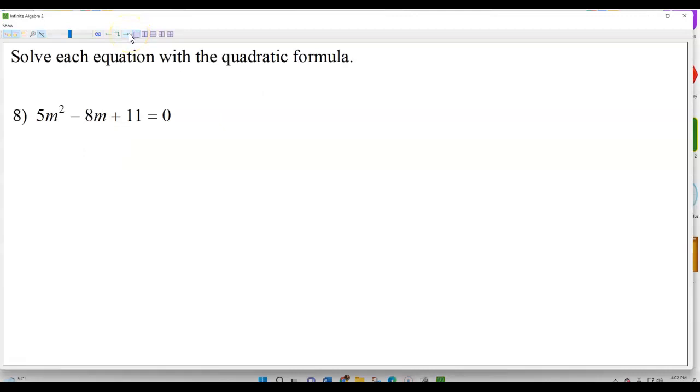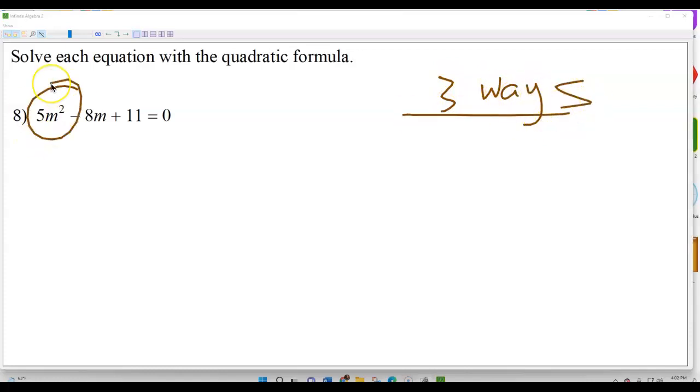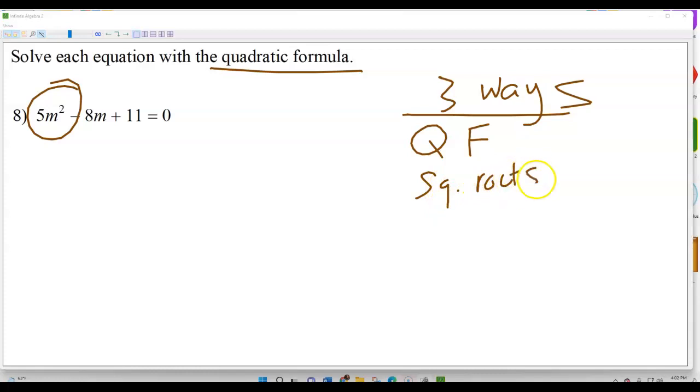Now with quadratics, you have 3 strategies. There are 3 ways to solve a quadratic. By the way, a quadratic is anytime you have a square on there. Okay, so 3 ways. One way is the quadratic formula. That's the method we're going to do first. Another method is, a special kind of quadratic equation, sometimes you can solve it with square roots. And then finally, another way of solving it is with factoring.